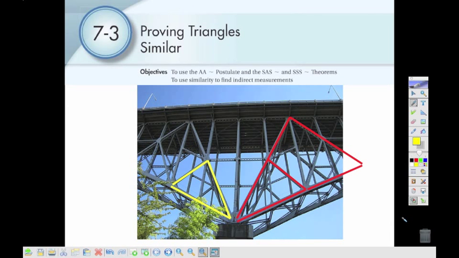Section 7.3 looks at proving triangles are similar. Now, similar triangles are all around us, and they're often used in architecture because triangles make very strong structures. So we can see the similar triangles here because we have some parallel sides giving us congruent angles here and here. We've also got the reflexive property down here.